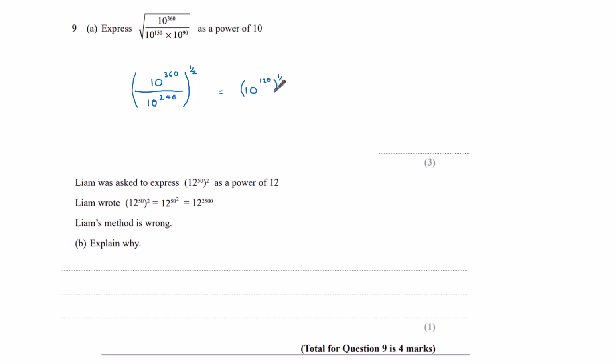And then when we have two indices, one on the inside, one on the outside of the bracket, we multiply these together. And so this is the same as 10 to the power 60.